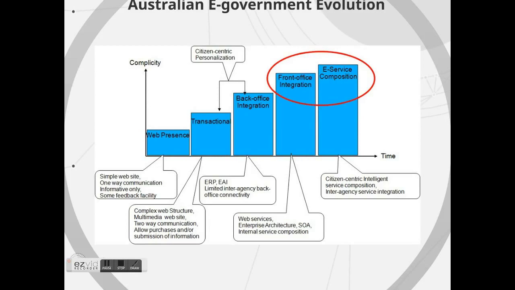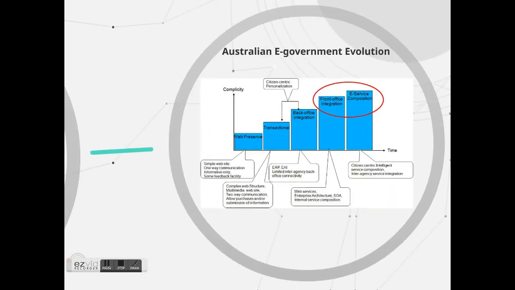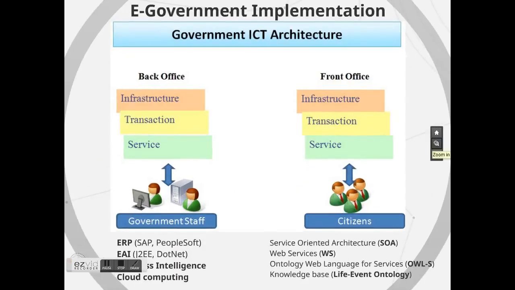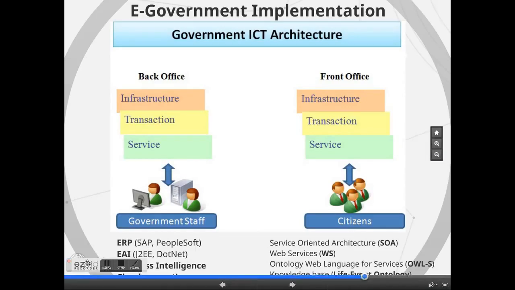So that's actually one of the areas that I worked on. I looked at intelligent algorithms in order to, without human intervention, compose web services online and provide something that we call a live event. Okay, so in order to achieve that integration, we need to integrate two parts of the government.